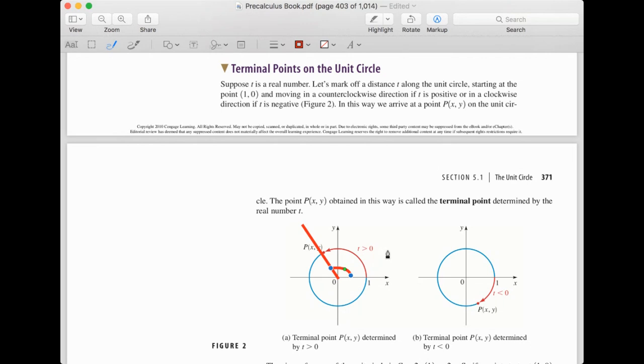So how do we measure an angle? We start from the positive side of the x-axis. So this is the starting point. Then we go counterclockwise. Okay, counterclockwise.